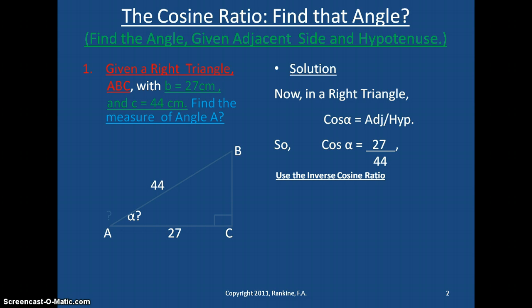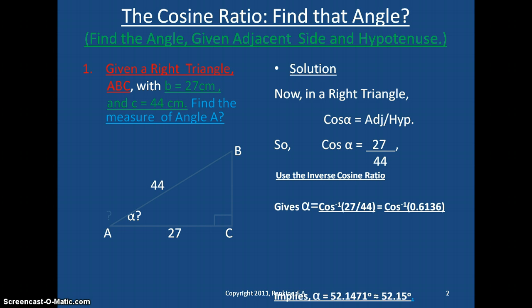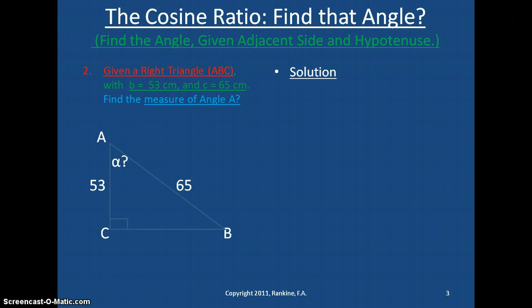Okay? So, we get alpha is equal to cos inverse 27 divided by 44 equal to cos inverse 0.6136 gives alpha equal to 52.1471, 52.15 degrees approximately. Get it? Good. Now let's take another one.